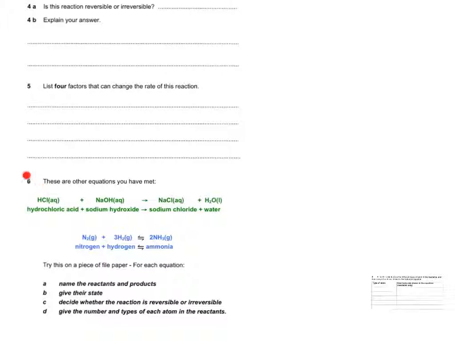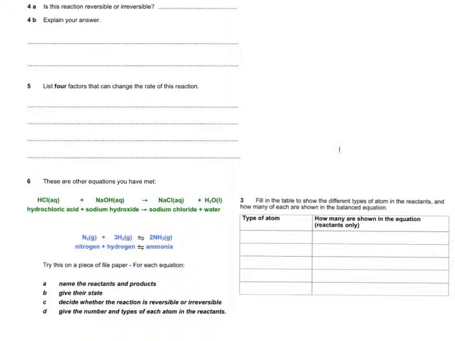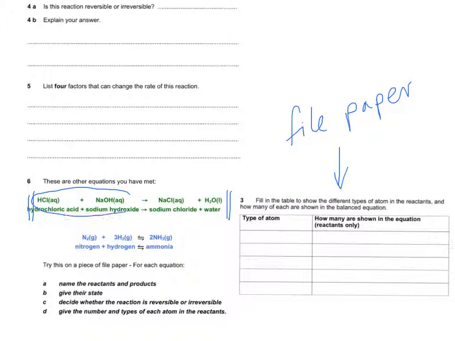Question 6 is really a repeat of what we did earlier on question 3. You will need to draw a box just like this onto file paper, and then you will need to add this equation to your file paper, but concentrate on the reactants. Look at the atoms and put them in here, name and symbol, and put how many are over here in this box.